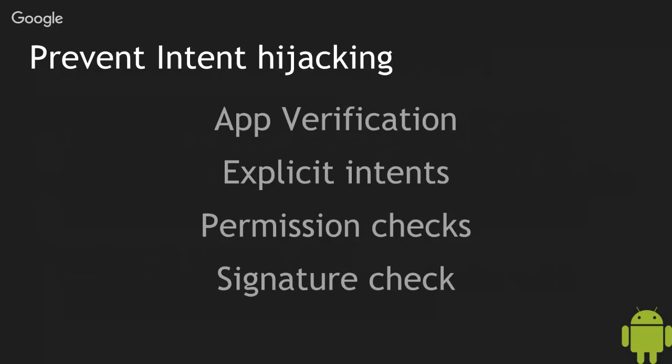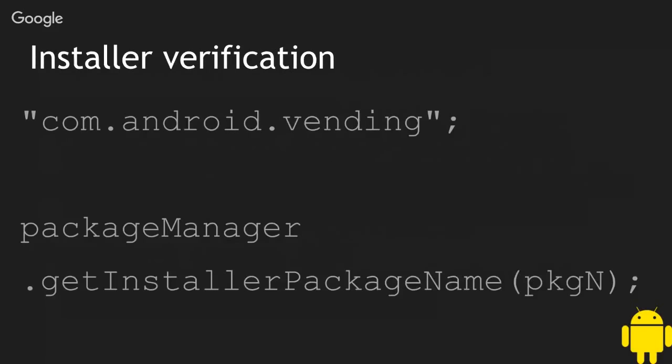Also, you should consider using an explicit intent instead of a URL. You may use a normal intent. Then you should use permission checks for your activity, and you can also take advantage of signature checks, checking whether this is a legitimate app that you are trying to communicate with. Actually, I recommend app verification because it's the most straightforward and easy way to do that.